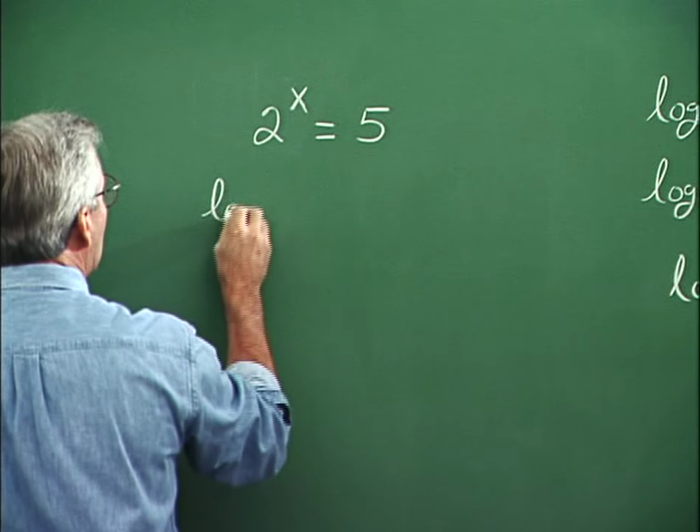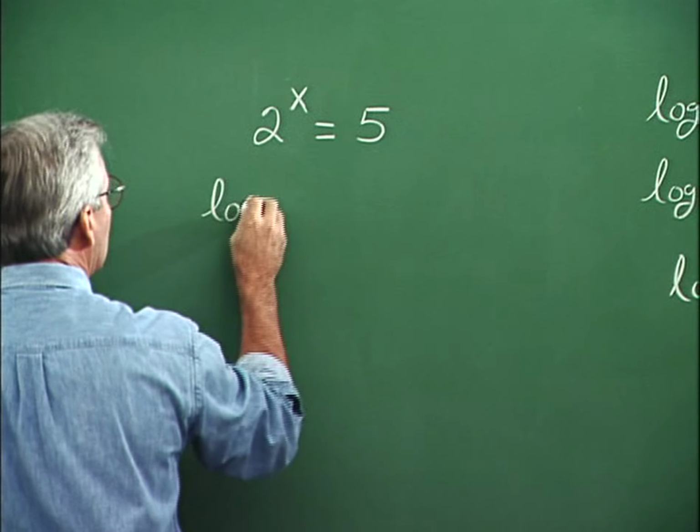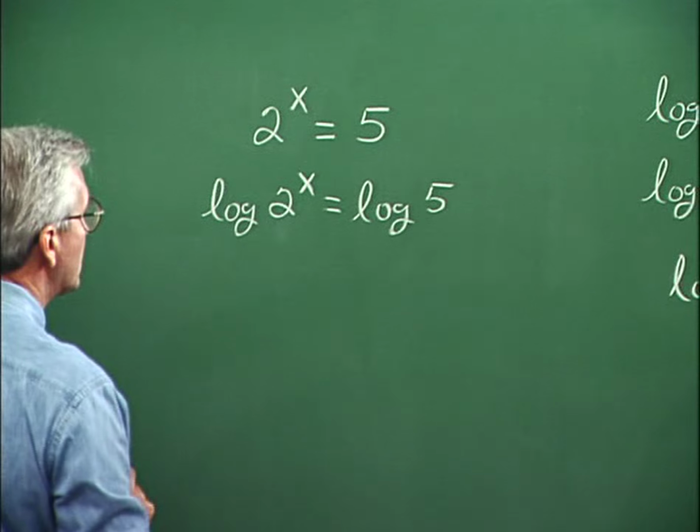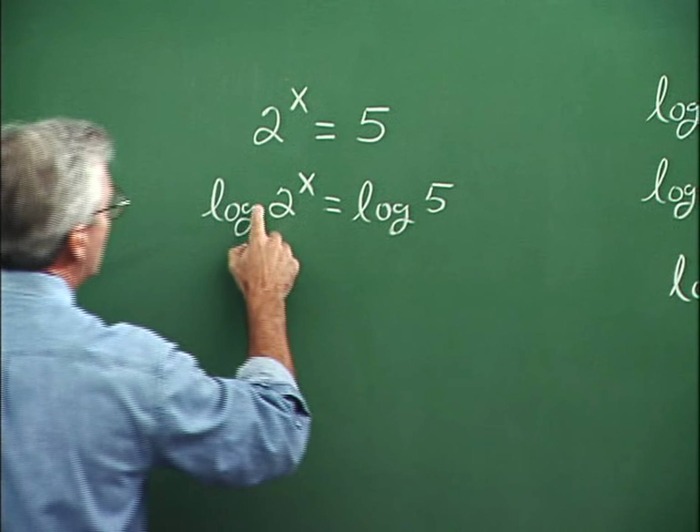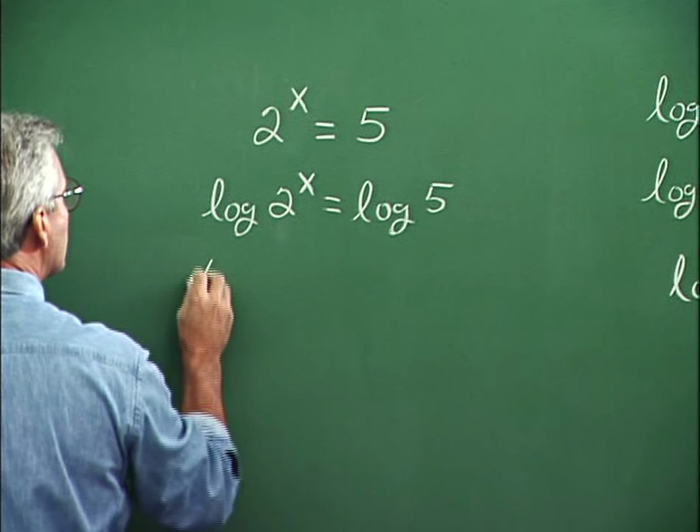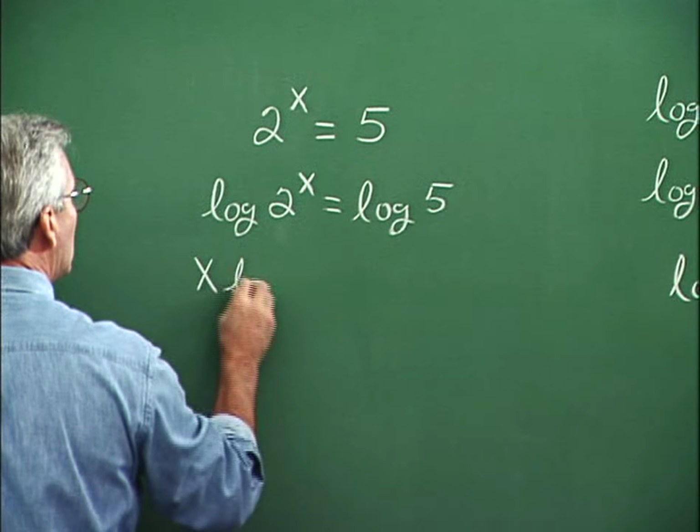So it's log 2 to the x equals log 5. Now notice I'm not designating a base of the logarithm. When a base is not designated, it's understood to be 10. I could just as easily now use ln 2 to the x equals ln 5, and that base would be e. We'll have a lot more to say about that in a little bit. But at any rate, using the power rule here, this becomes x log 2 equals log 5.